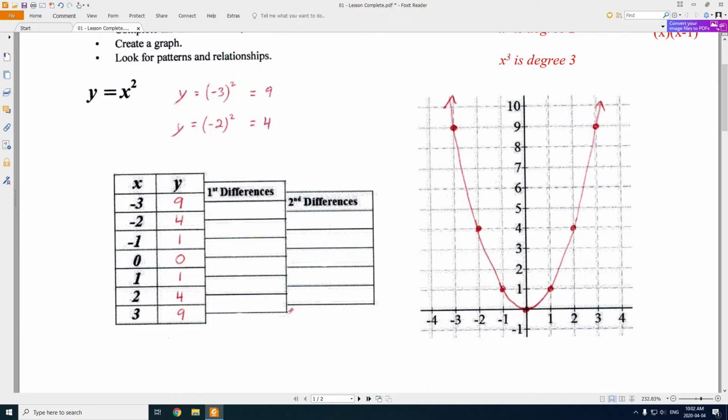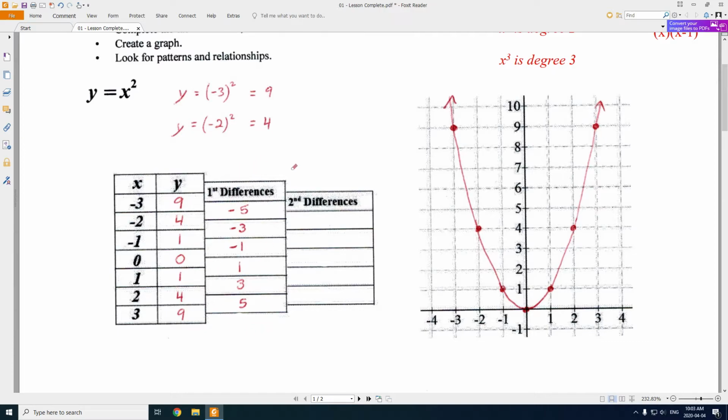All right, so what else can we do with that? Well, when we looked at linear equations, we always calculated first differences, right? What was the rate of change? How much did it change each time we moved over? So let's do the same thing with quadratics and see what we end up with here. Remember, for your first differences, you always subtracted from the bottom upwards. So we'll do the same thing here. 9 minus 4, 5. 4 minus 1, 3. 1 minus 0, 1. Always go from the bottom up. 0 minus 1, -1. 1 minus 4, -3. 4 minus 9, -5. Okay, my first differences are not the same.